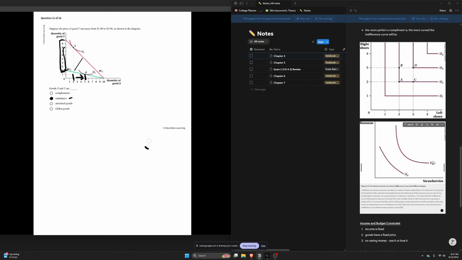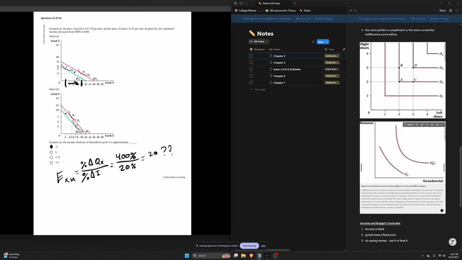But we can see they're substitutes and not complements because the quantity of good X that they're going to buy increased as Y decreased. All right. In panel A, the price of good X is $1.50 a unit, and the price of good Y is $3 a unit. In panel B, the consumer's income increased from 400 to 4,800.